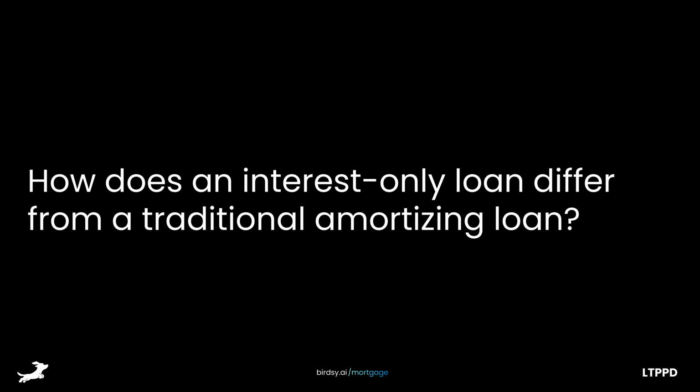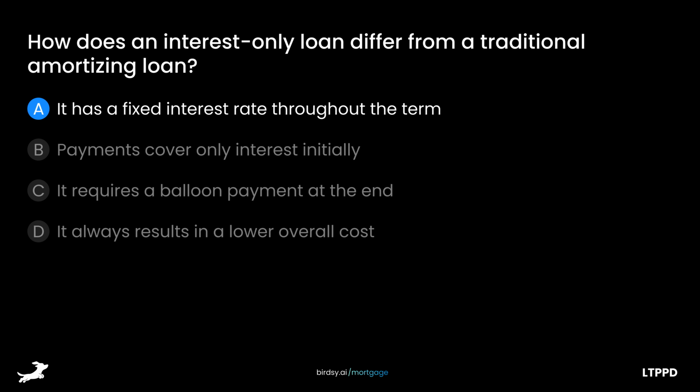How does an interest-only loan differ from a traditional amortizing loan? Is it A, it has a fixed interest rate throughout the term? B, payments cover only interest initially? C, it requires a balloon payment at the end? Or D, it always results in a lower overall cost? The answer is B, payments cover only interest initially.